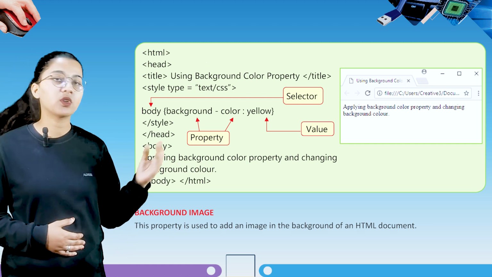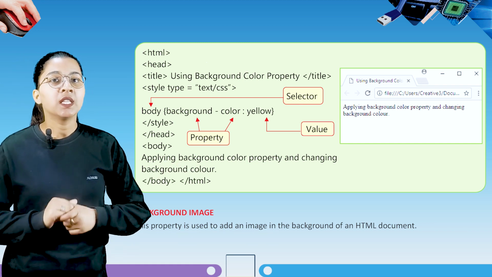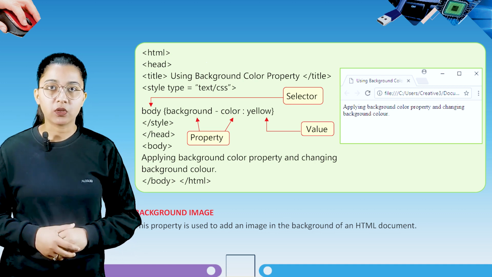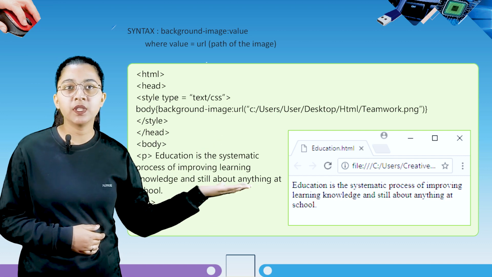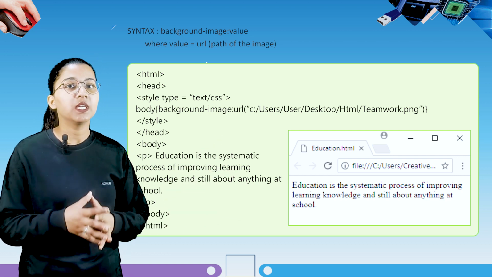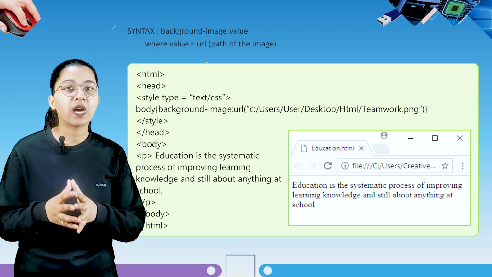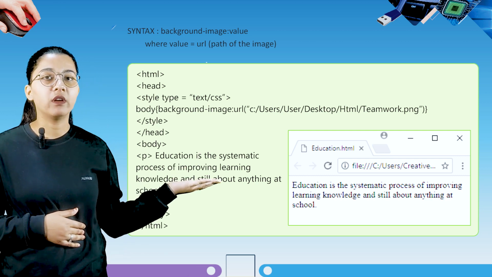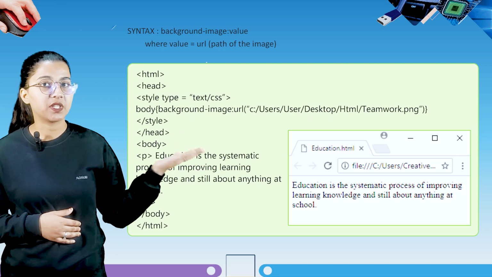Now students, next topic is background image. This property is used to add an image in the background of an HTML document. Syntax is background-image: value, where value is equal to URL, that is the path of the image. Here you can see the interface of applying image in the web page.